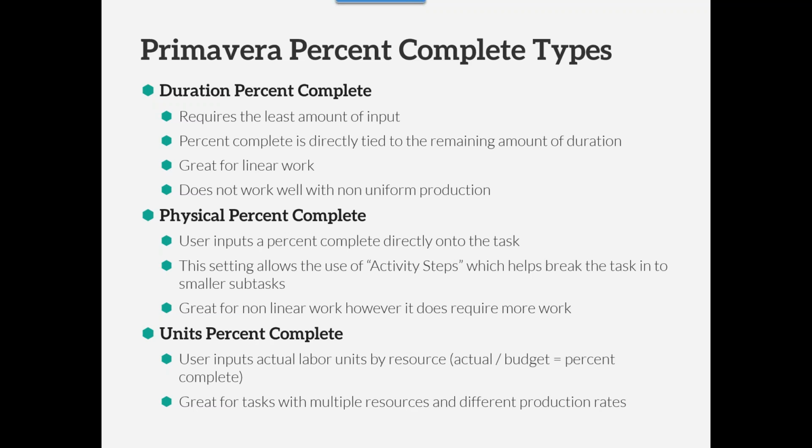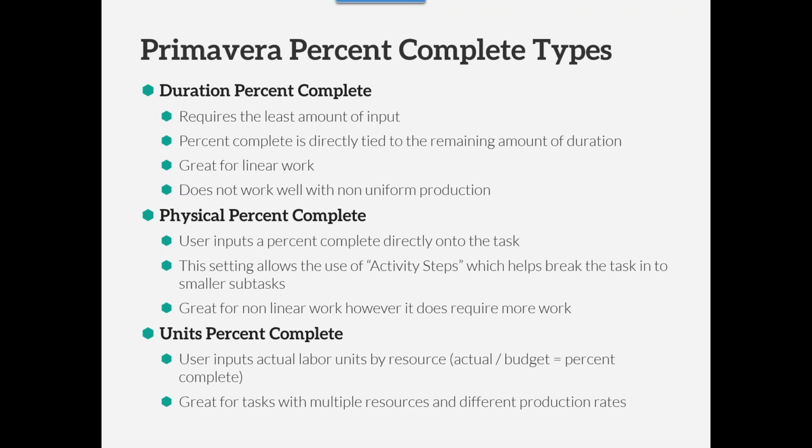Where it does not work really well is in non-uniform production. And when we talk about industrial projects, at least from my lens and a lot of my experience in the type of projects we do, we're talking about large piping jobs. We're talking about multidisciplinary jobs, lots of different areas, lots of different trades. And just that type of work is non-uniform production type of work. And so the duration percent complete 99% of the time is just not the right method to use for the types of projects when I say industrial projects.